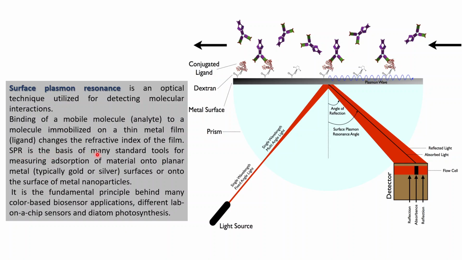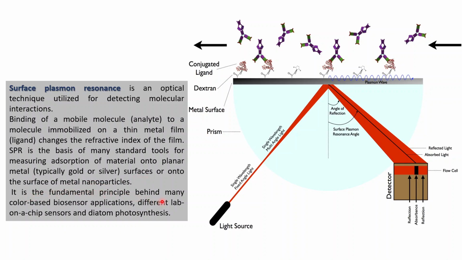SPR is the basis of many standard tools for measuring adsorption of materials onto planar metal, especially gold or silver. We will deal with this technique in silver when it comes to silver nanoparticles also, onto the surfaces of the metal nanoparticles.